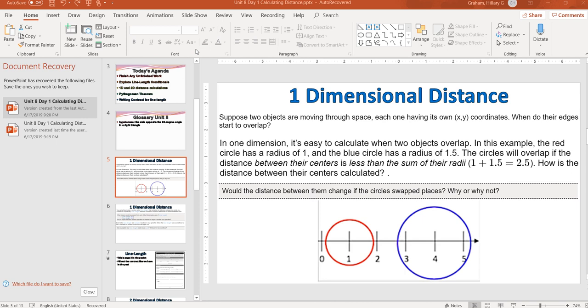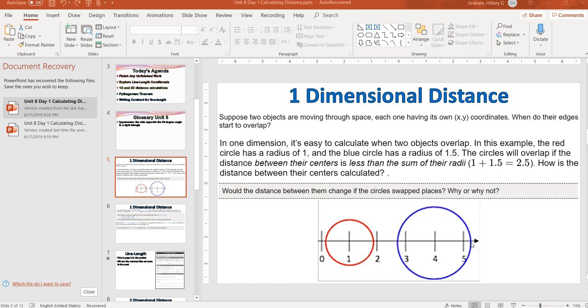In one dimension, it's easy to calculate when two objects overlap. In this example, the red circle has a radius of 1. So here's the red circle, and it has a radius of about 1 right there. The blue circle has a radius of about 1.5. So here's the middle, and remember the radius is here. The circles will overlap if the distance between their centers is less than the sum of their radii.